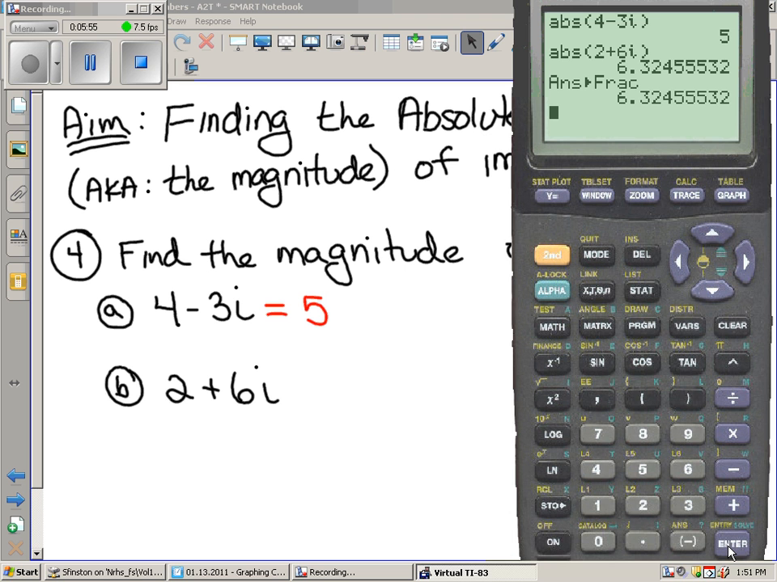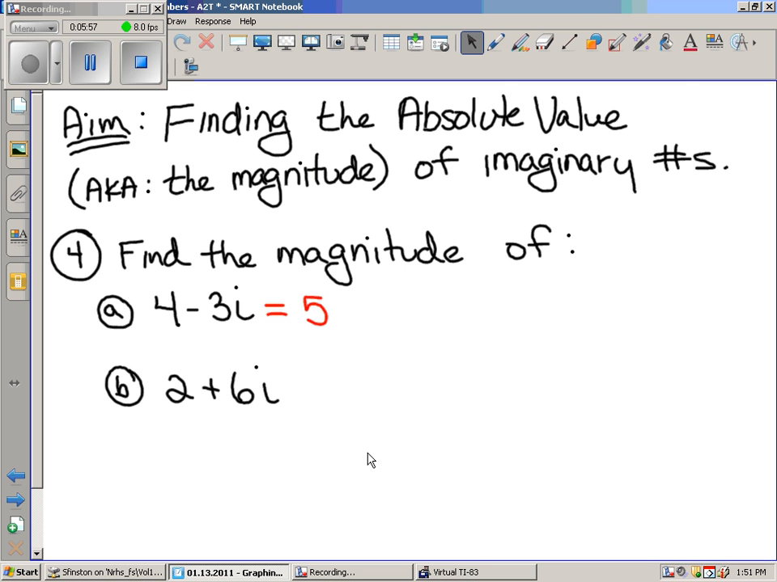But I'm going to show you how we could get this number the long way. So bear with me for un momento, por favor. Any aspiring mathematicians out there? Here's what you do. You see 2 plus 6i? 2 plus 6i, if you graphed it real quickly, looks like this. Do you see that? Okay.